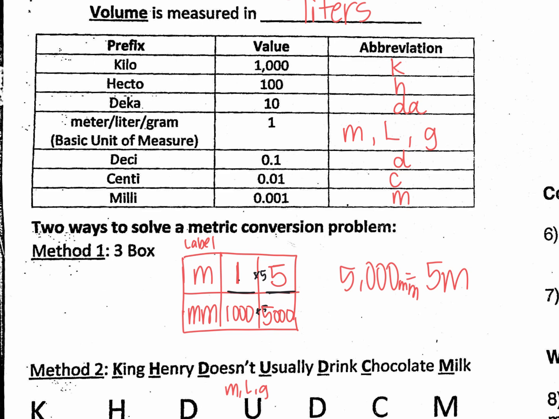Okay, the mnemonic device, King Henry doesn't usually drink chocolate milk, is going to help you figure out where to start, where you need to end up, and how many places to move a decimal. The important thing to remember is if you don't have a decimal, like in the first example here, you're always going to start at the end of your number because it's a whole number. So that decimal would just start at the end, and then you either move left or right depending on what your mnemonic device is telling you.